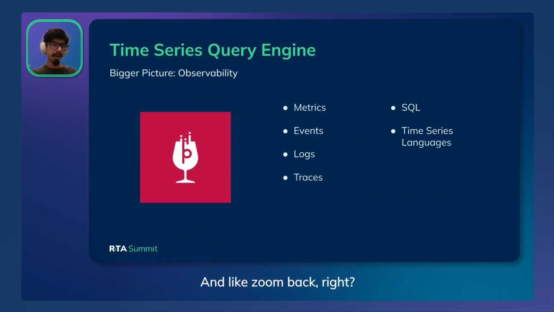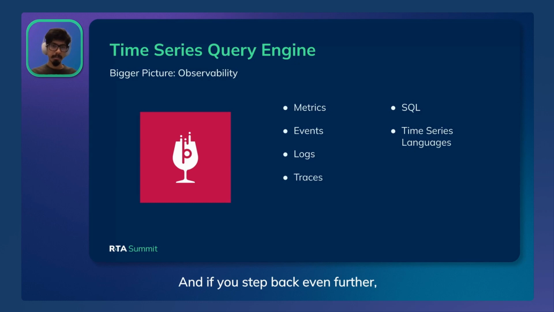And zooming back, right? Because we were going deeper into this to understand where the time series query engine fits into the current landscape. But if you step back, you realize that in the bigger picture for observability, Pinot can already do all of these things. It can do metrics, events, logs, and traces. And this is just for observability I'm talking about here. From a query perspective, you can do SQL and you can do time series query languages after this particular feature of ours. So with that, Pinot has become truly a complete solution for observability use cases.